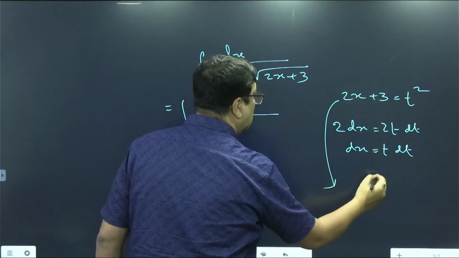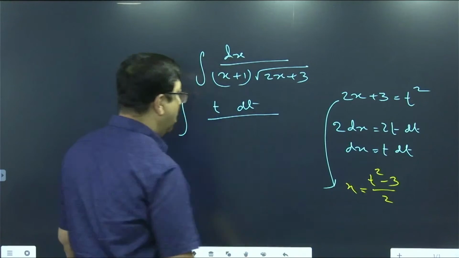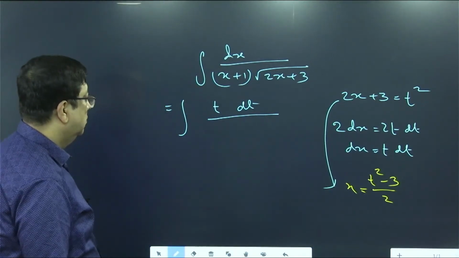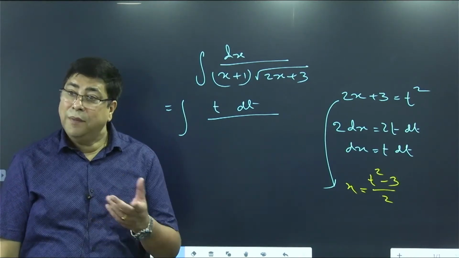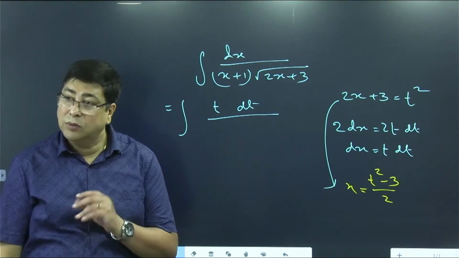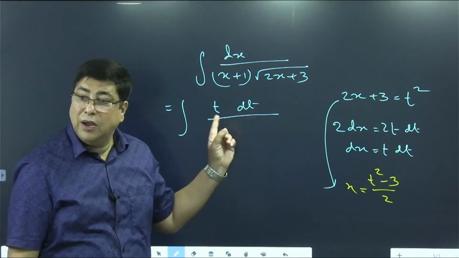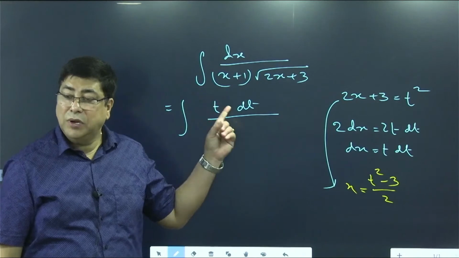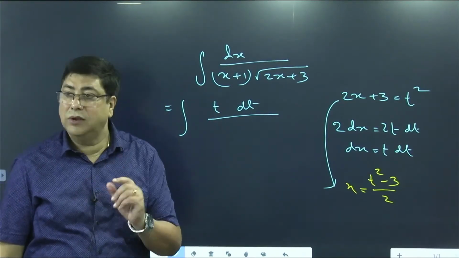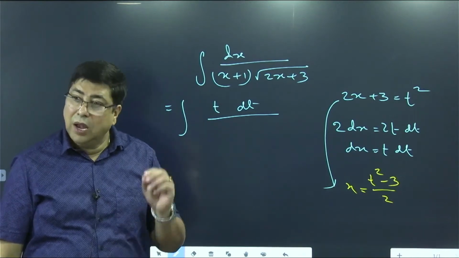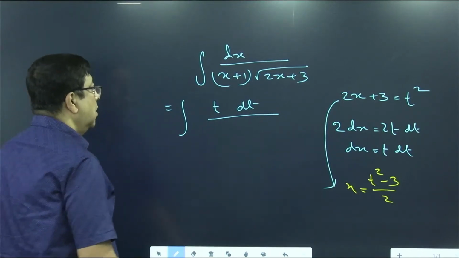2x equal to t square minus 3, so x equal to t square minus 3 by 2. Differentiation and integration is a one variable operator. It means whenever you write t here, you cannot write x; then x will be treated as a constant. It is a one variable operator in our IIT JEE syllabus. After that, there is something different.